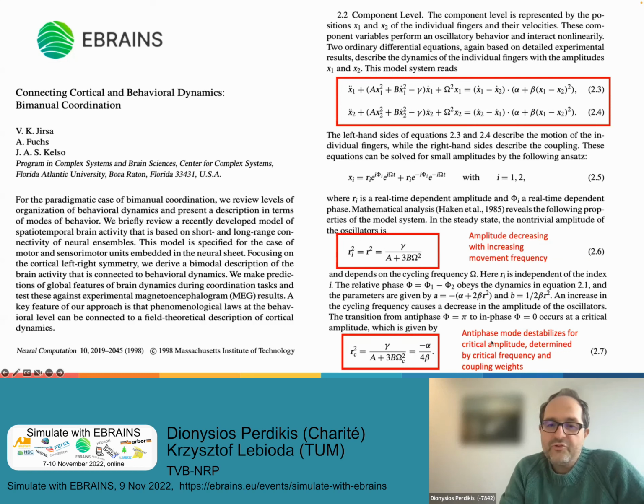And there is a transition, and the antiphase mode loses stability. And as amplitude and frequency are related, this happens for a specific value that is determined by the coupling between the two fingers.